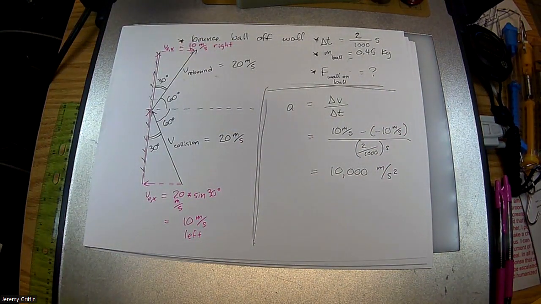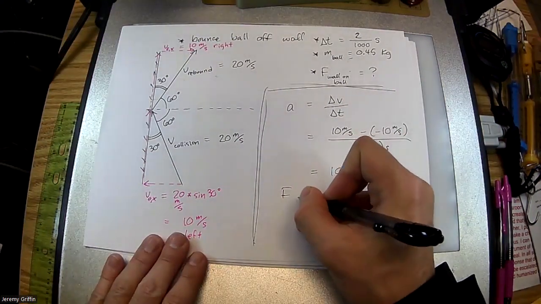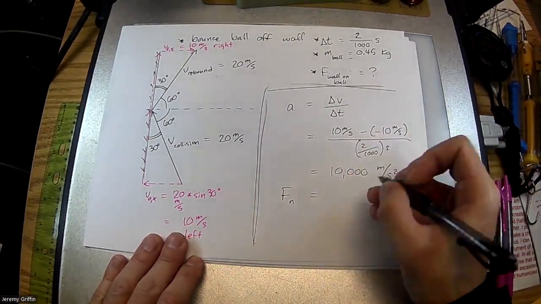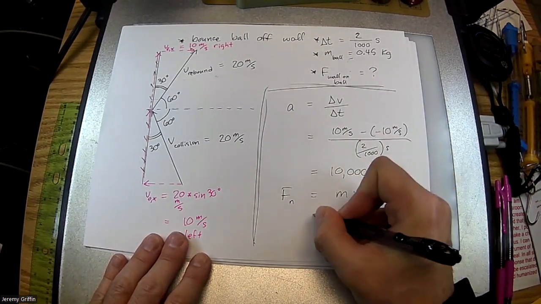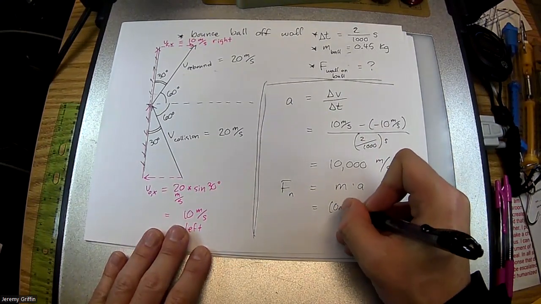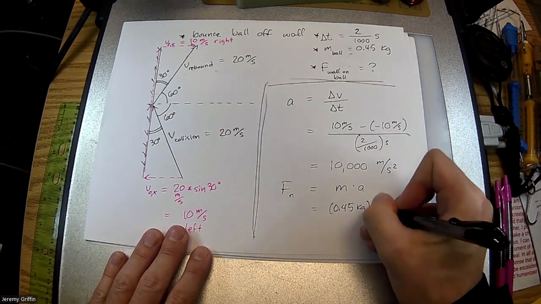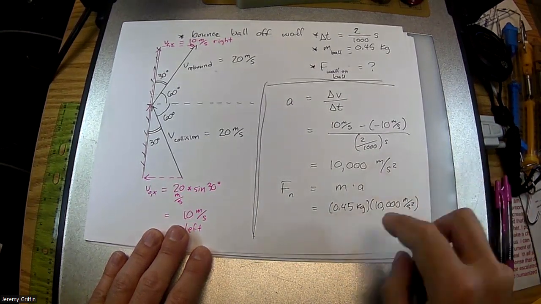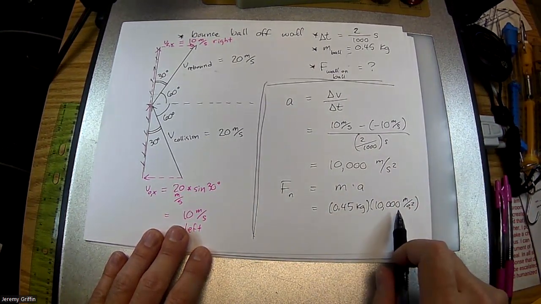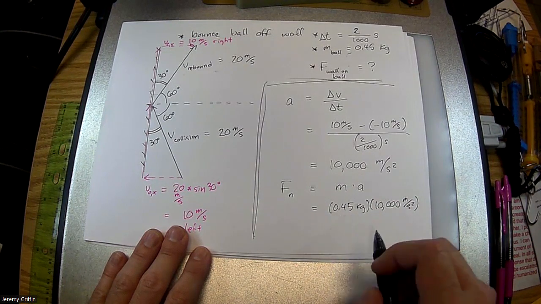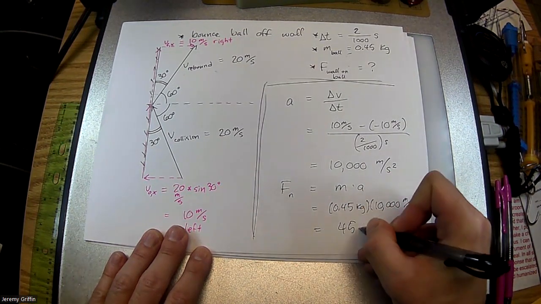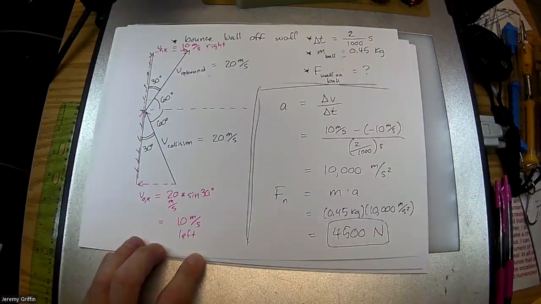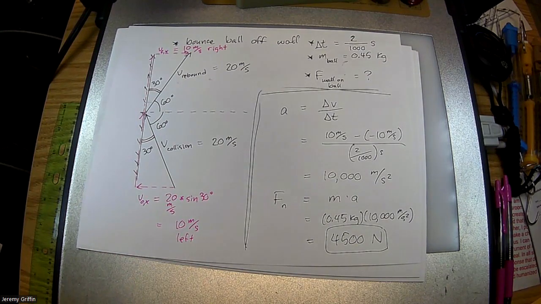All right, last step. The net force, which in this case is provided by the normal force, is mass times acceleration, which is 0.45 kilograms times 10,000 meters per second squared. So that was 4 places, right? 1, 2, 3, 4. Is that 4,500 newtons? All right, 4,500 Newton force.